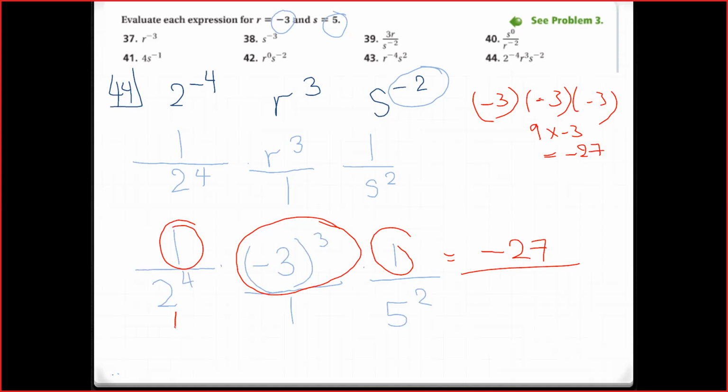Now then, 2 to the power 4 is what? How can I find it? It is 2 multiplied by 2 multiplied by 2 multiplied by 2, which is what? 16. And 5 squared is what?